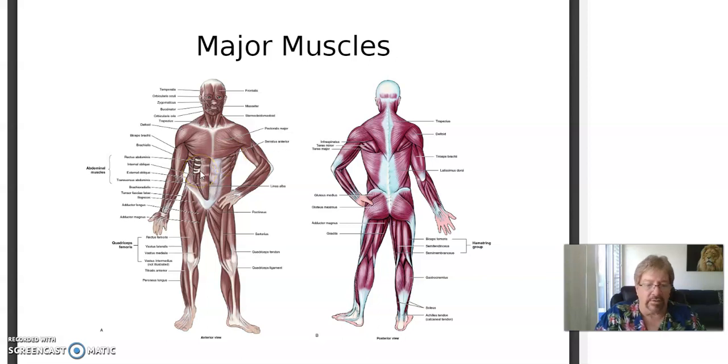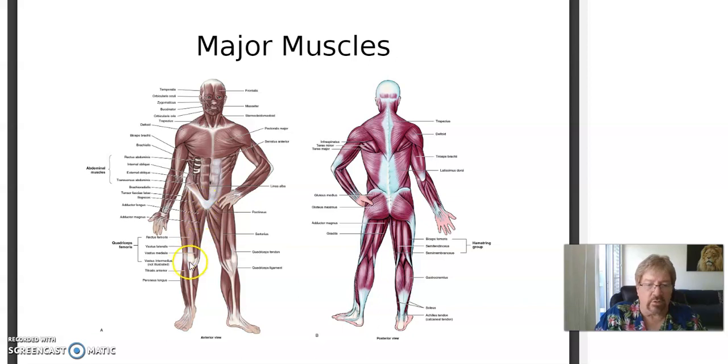The abdominal area has 4 layers of muscle. The outermost is rectus abdominis. Here's your 6-pack muscle. I guess I've got one. I've never been able to see it. Actually, in the army, I had a little bit of 6-pack going on.